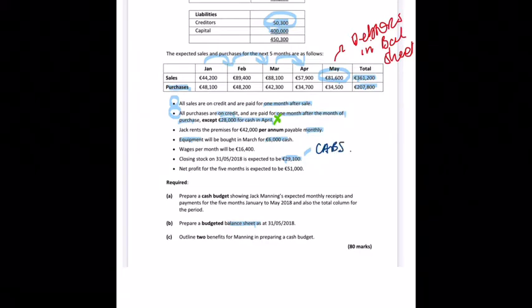Net profit for the 5 months is expected to be €51,000, and that will also go into the balance sheet.